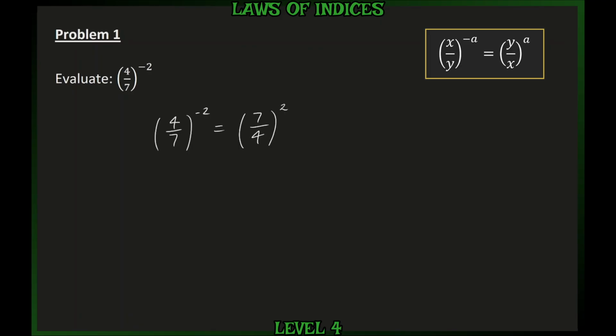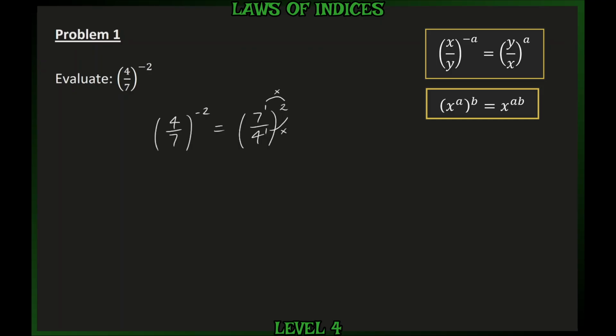Now we can also rewrite 7 as 7 to the power of 1 and 4 as 4 to the power of 1. And this allows us to see that we're raising powers to powers. So to do this, we're going to use this law, which tells us that to simplify this, we have to multiply the powers together.